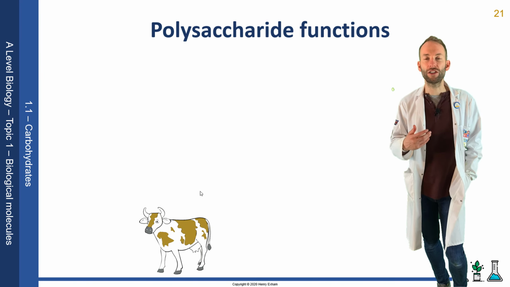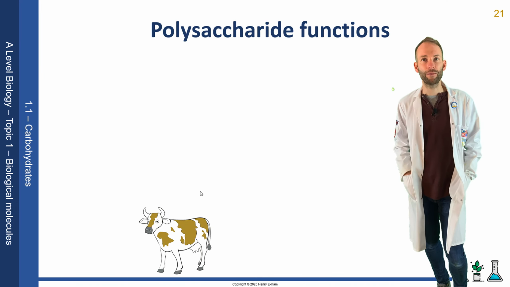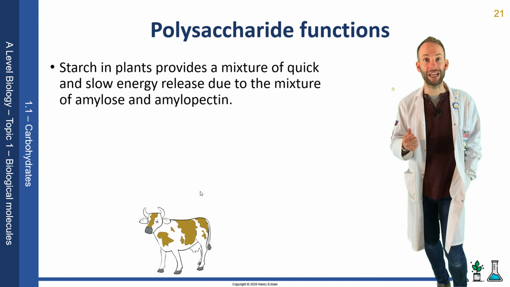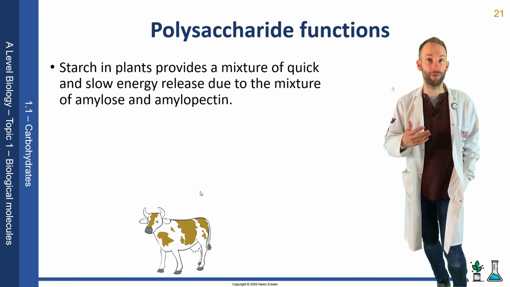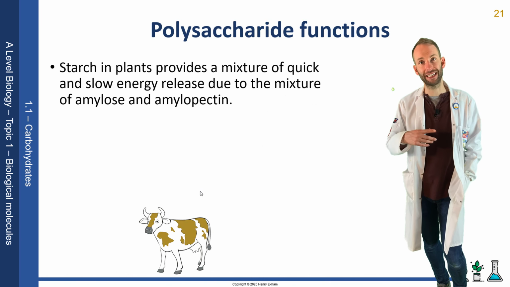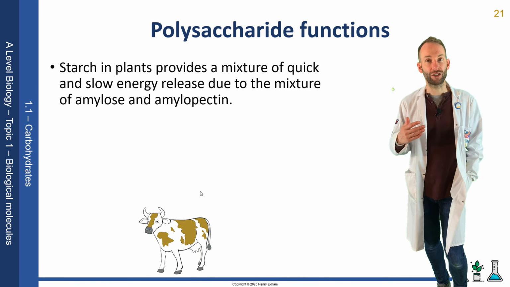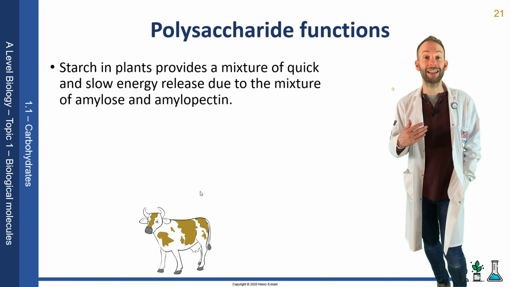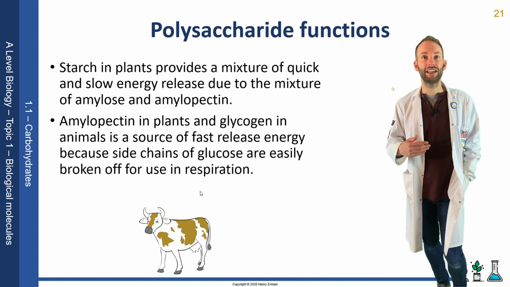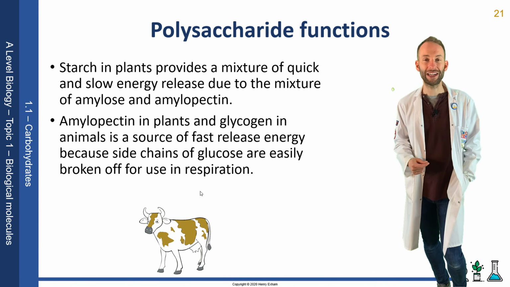So just looking at the functions of these polysaccharides in a little bit more detail, starch in plants provides a mixture of quick and slow release energy due to the combination of the amylose, which is quite hard to break down, and the amylopectin, which has the branching, which is easy to snap off. Glycogen in animals is similar to the amylopectin. You can get quick release energy by breaking off those branches, which is useful for respiration.